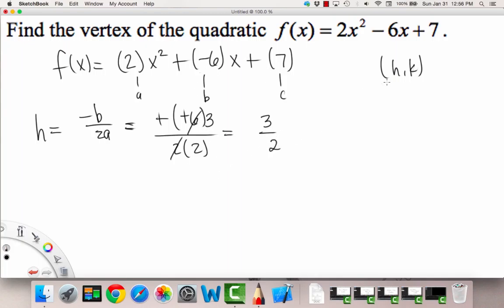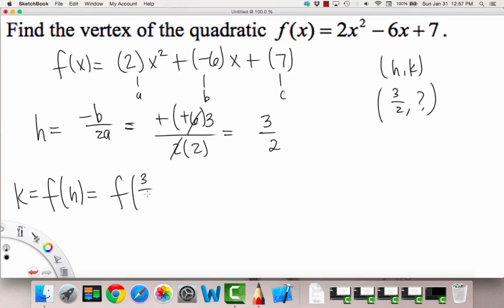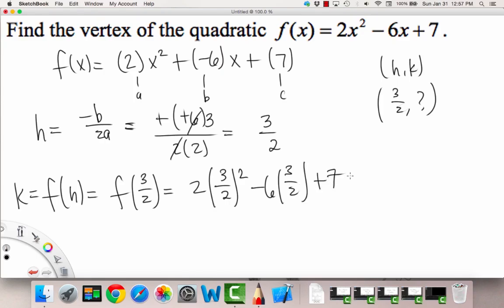Okay, so we found the x-coordinate of our vertex, so 3 over 2, something. And to find that something, we just plug our h into our function and find that value. So k is equal to f of h, which is equal to, now that we found it, 3 over 2, f of 3 over 2. So when we plug in 3 over 2, that's all we have to do. 2 times 3 over 2 squared minus 6 times 3 over 2, and then plus a 7.